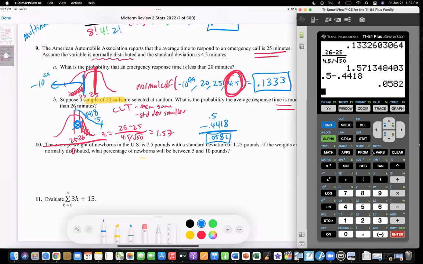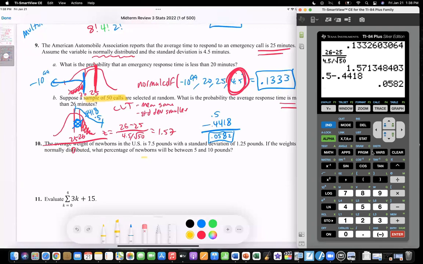Okay, let's look at the last word problem, rather. Then we just have the short sum at the end. Okay, so it tells me that the average weight of newborns is 7.5 pounds. Looking ahead, it does tell me normal distribution.